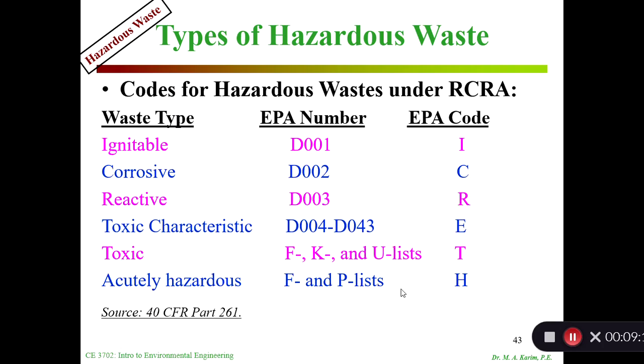So there are more codes for hazardous waste under RCRA. Waste type ignitable: EPA number is D001, code is I. Corrosive is D002, code is C. Reactive is D003, code is R. Toxicity characteristics are D004 to D043, code is E. Toxic is the F, K, and U lists, code is T. Acutely hazardous is the F and P lists, code is H. All of those are from 40 CFR Part 261.